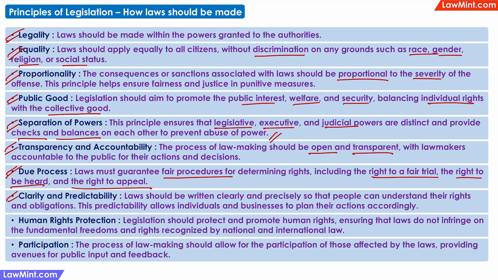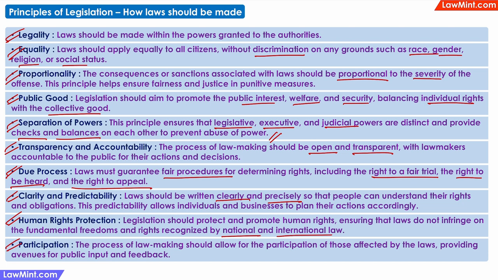Clarity and predictability, which means that the laws should be written clearly and precisely so that people can understand their rights and obligations. This predictability allows individuals and businesses to plan their actions accordingly. And any ambiguity or doubts in the laws should be interpreted in favor of the accused or in favor of the defendant. Human rights protection, which means that the legislation should protect and promote human rights, ensuring that the laws do not infringe on the fundamental freedoms and rights which are recognized by national and international law.